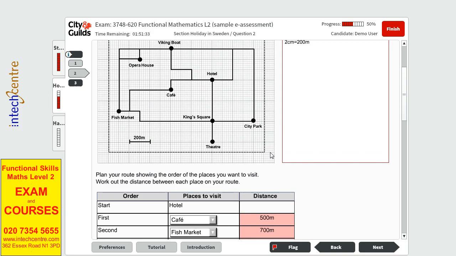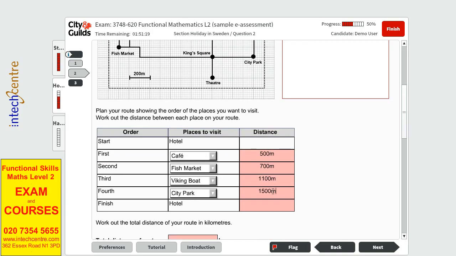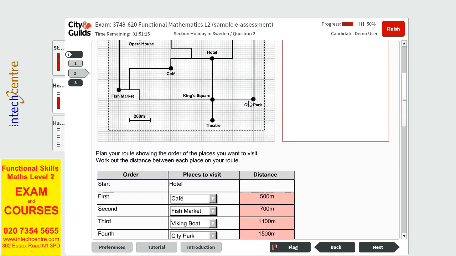Make sure you check your work because you can easily make mistakes. Here I counted 2, 4, 6, 8, but then I counted 10 because I was rushing. Try not to do that, yeah? 2, 4, 6, 8, 10, 12, 14, 15. So we have 1500 meters. Now from City Park to hotel, we will have 200, 400, 600, 800.